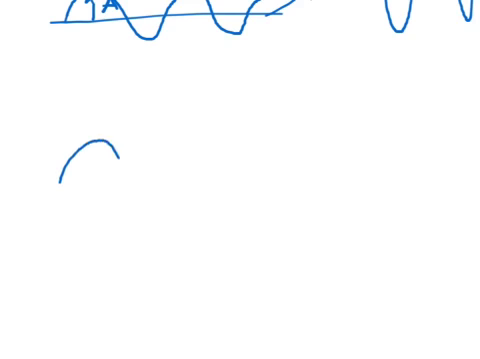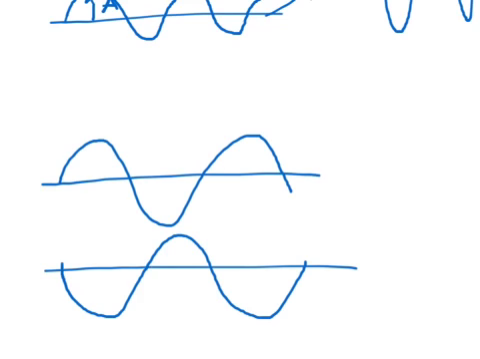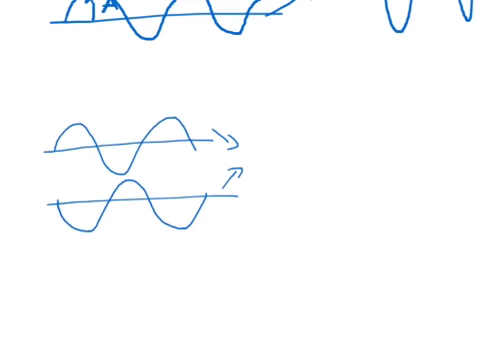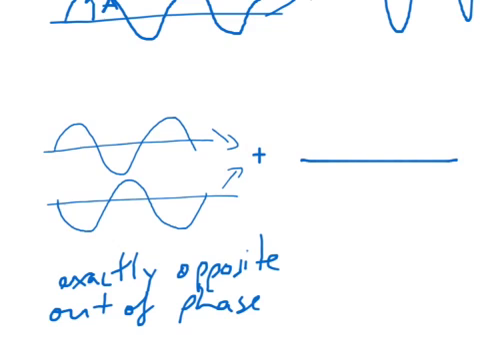This time we're going to have two waves that are out of phase. There's our central line for each of them, a bit roughly drawn. Let's see if we can shrink that down. There we go. And when we add these together, we get nothing. When they're exactly opposite or out of phase, then they will cancel out perfectly.